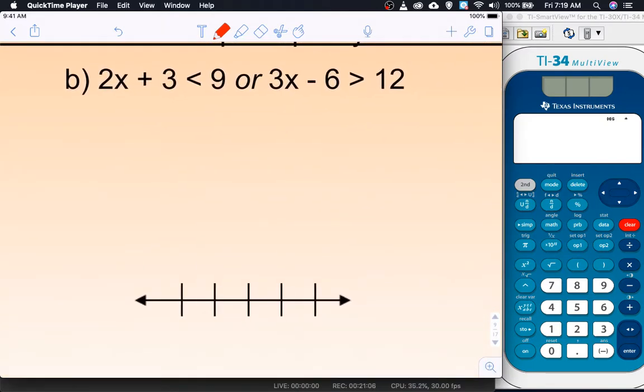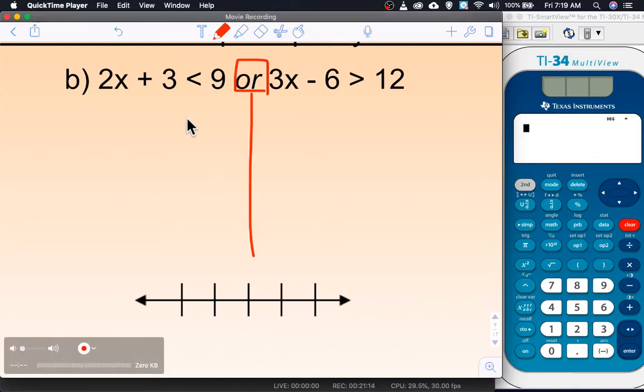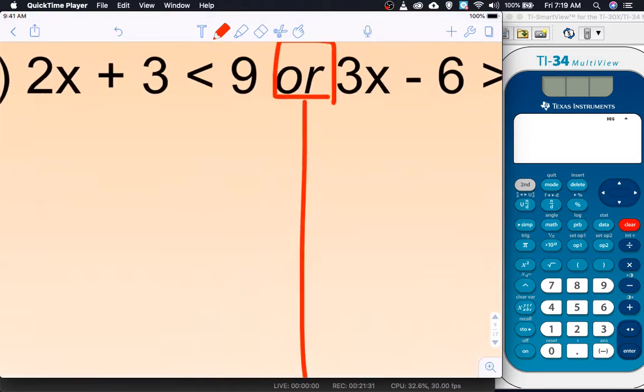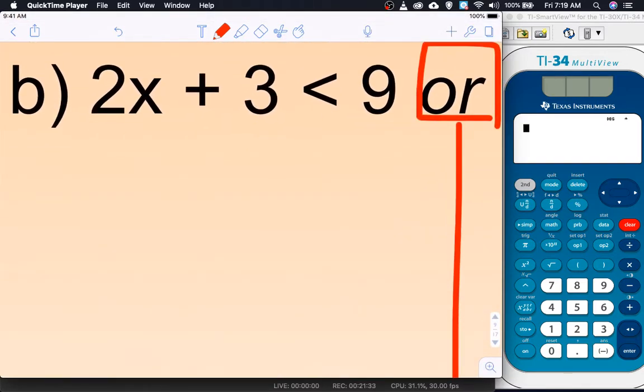That is what an or inequality looks like. They always have the word or. And these or inequalities almost always have 2 completely separate inequalities. So I'm just going to solve this one. I'm going to solve this one. But I'm going to graph both of their answers on the same number line. That's it. So I'm going to solve this side first.